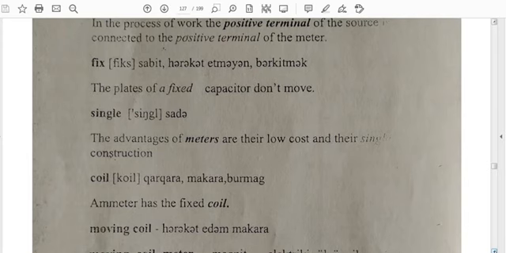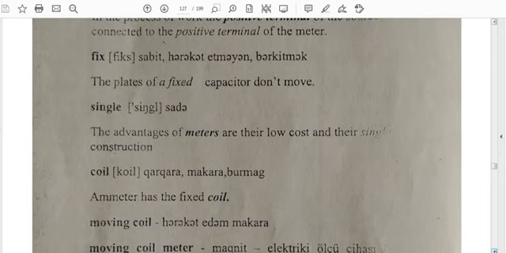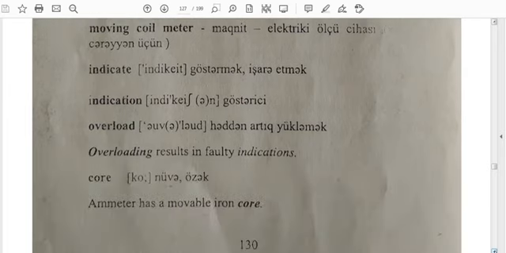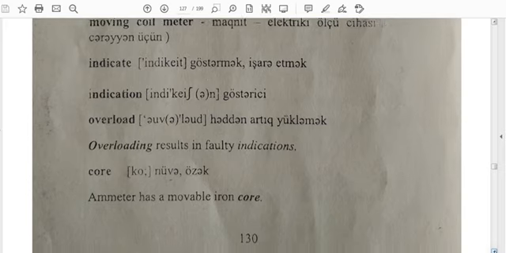Single. Coil. Moving coil. Moving coil meter. Indicate. Indication. Overload. Core.